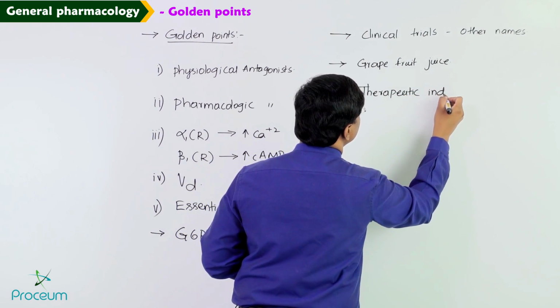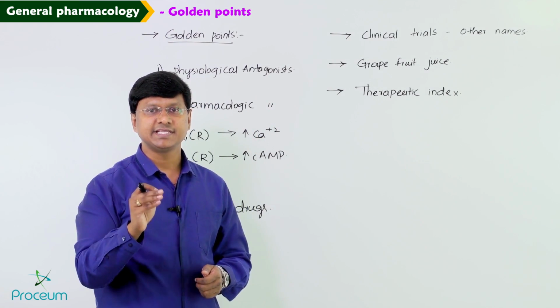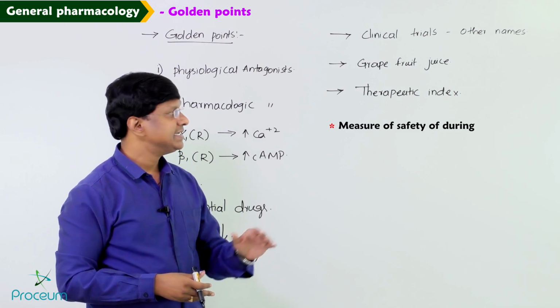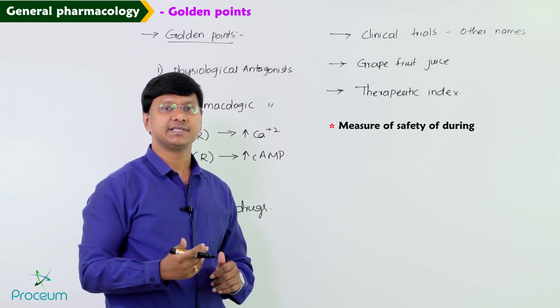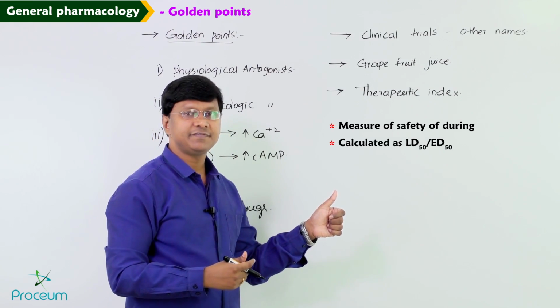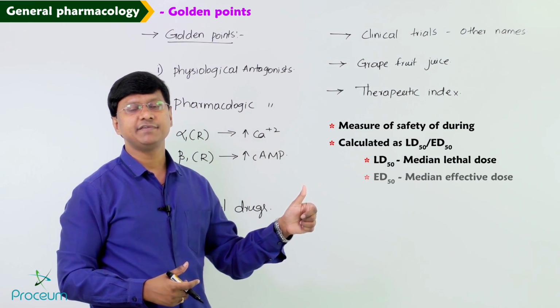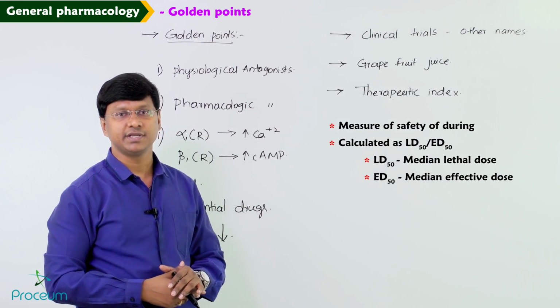Right, we have discussed what is called the therapeutic index. The therapeutic index is a measure of the safety of a drug, and it is calculated as LD50 by ED50. LD50 stands for lethal dose, ED50 stands for the effective dose. That is what your therapeutic index is.